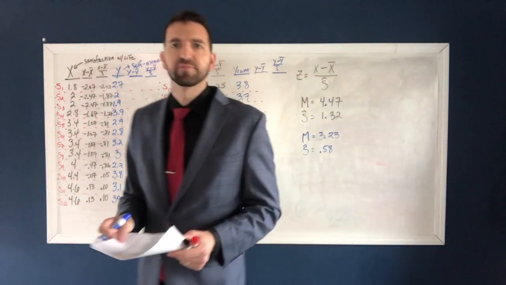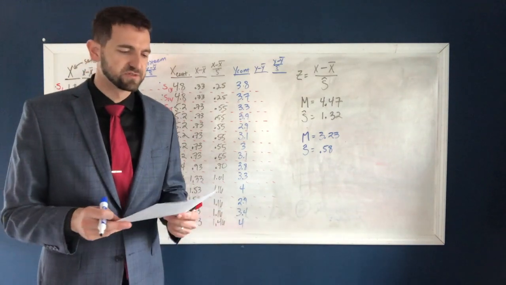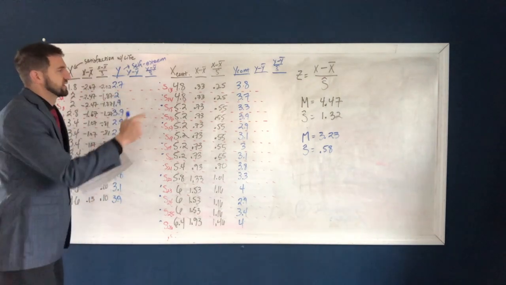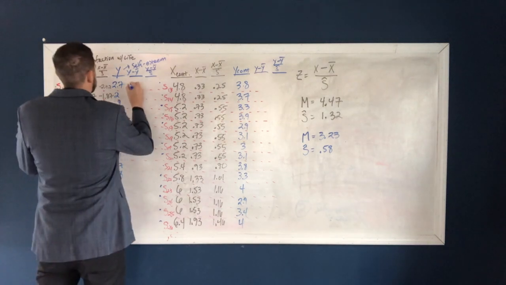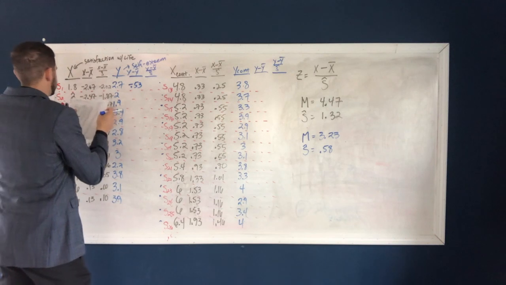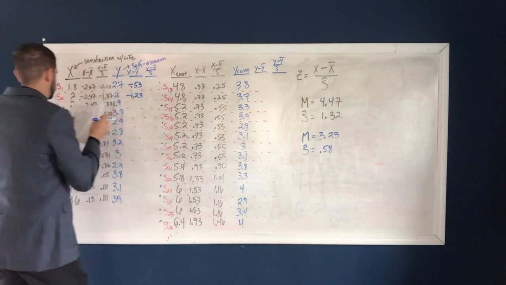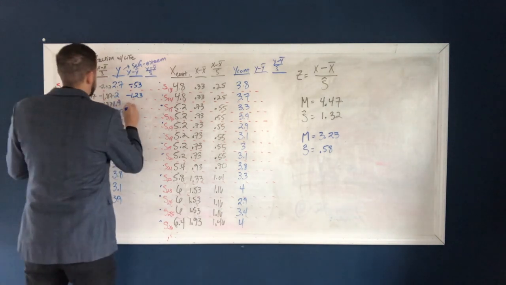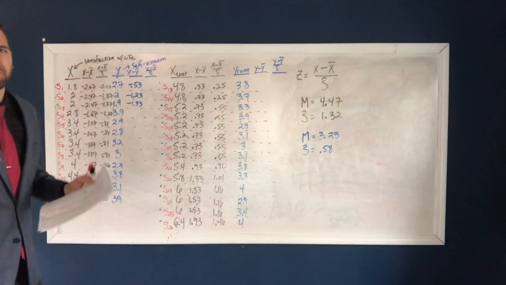So now we can do the same thing for the y distribution, or rather the self-esteem distribution. So let's go ahead and do that. So we have 2.7 minus the mean, which is 3.23, and we're going to get negative 0.53. 2 minus 3.23, negative 1.23. 1.9 minus 3.23, we get a negative 1.33. So I'm going to go ahead and write a few, and then I'm going to pick it back up again.